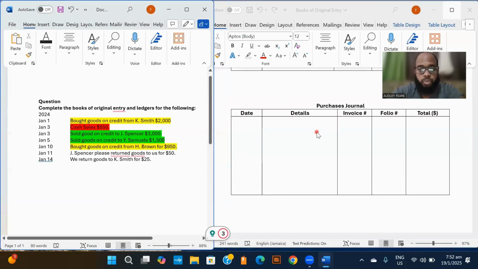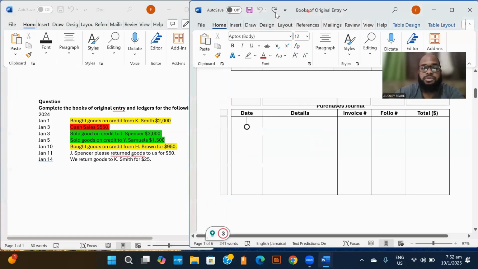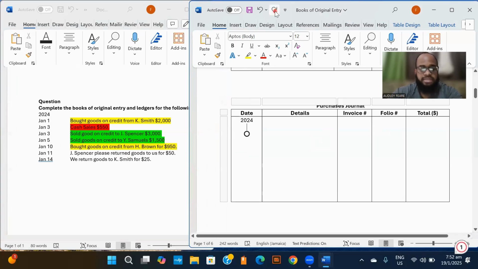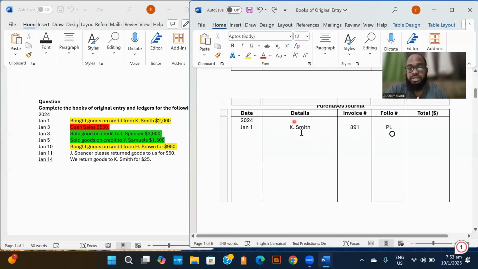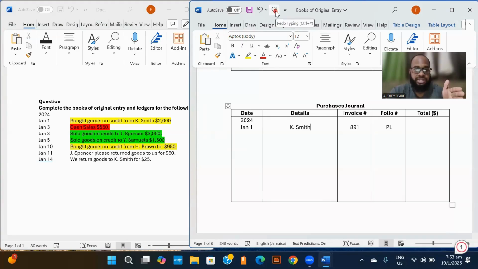So the first thing we do, we put in our information. January 1, we put in the year 2024, and then the date. The date was January 1. And who did we buy the goods from? The goods were bought from K. Smith. All right. And then the invoice number, we can just make that up. So 891. The folio now tells where the information is going. It's going to the purchases ledger. It's coming from the purchases journal to go to the purchases ledger. So from original entry to double entry. All right, let's continue. The total was $2,000.